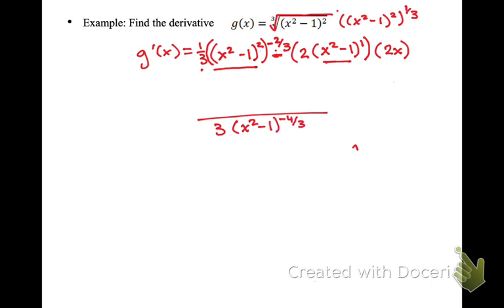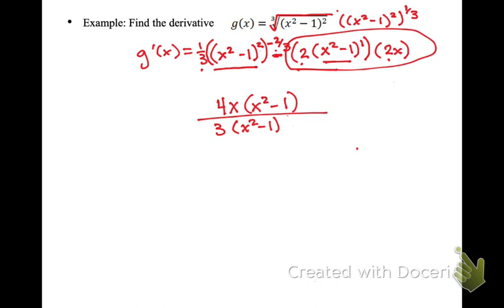Why is it not negative anymore? We put it on the bottom. And then on the top we have this. So 2 times 2 is 4x times x squared minus 1. And we don't have to rationalize it. We can leave that 4/3 on the bottom. And I need to write it better so it looks like an exponent. 2x squared minus 1? Yes.